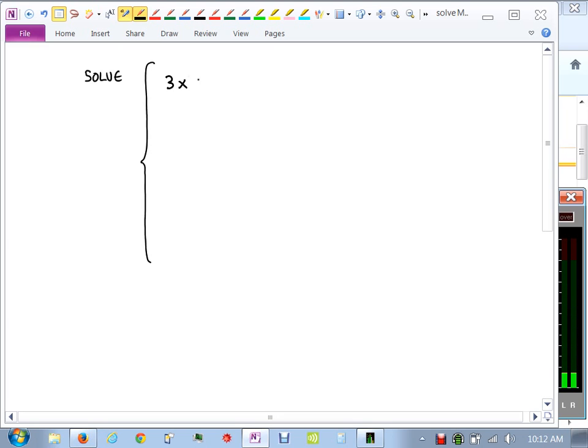3x plus y less than or equal to 21. X plus y less than or equal to 9. X plus 3y less than or equal to 21. X greater than or equal to 0. Y greater than or equal to 0.